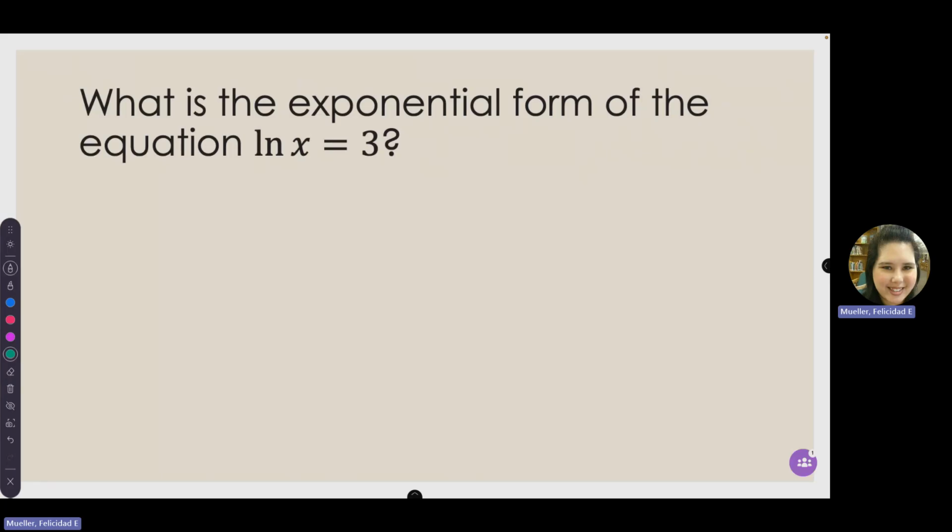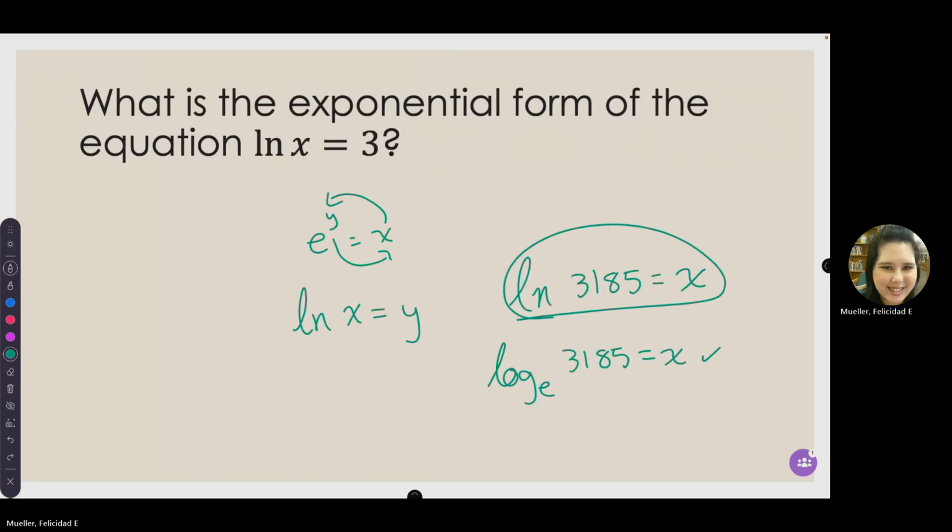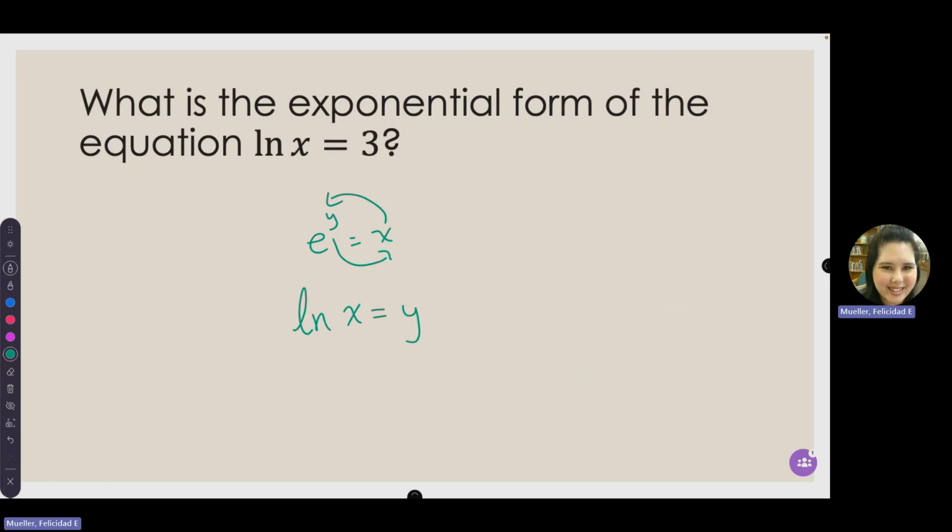What is the exponential form of the equation? So actually I'm going to put that back up here. So with an ln, you need to remember that it's going to be base e. So we're going to have e and basically x and 3 should switch sides. So e to the third equals x is my exponential form.